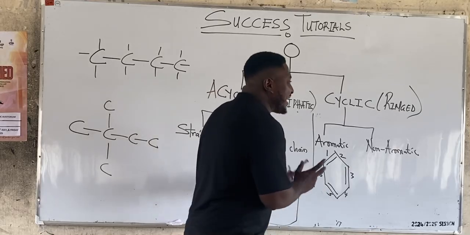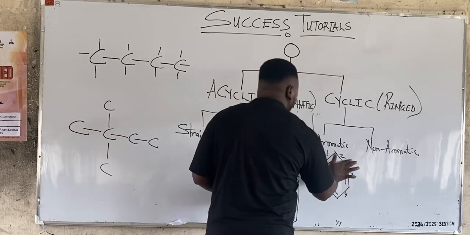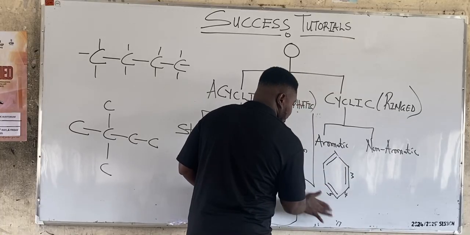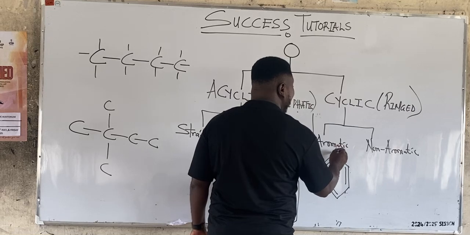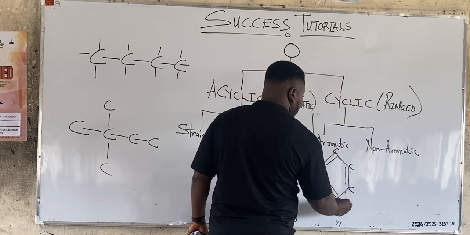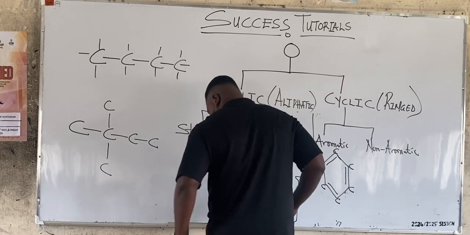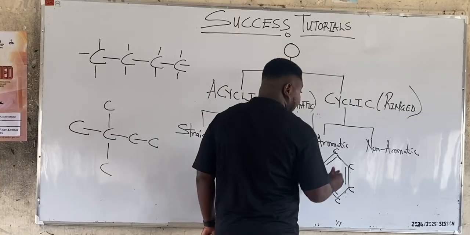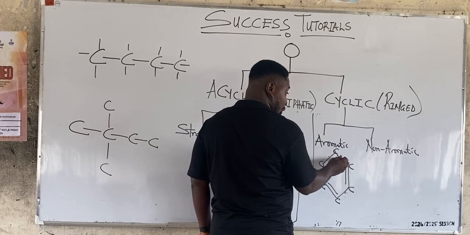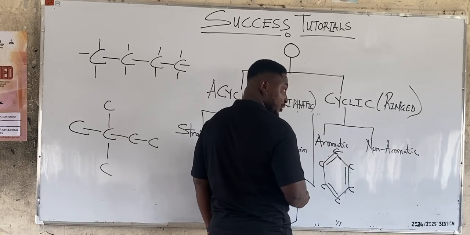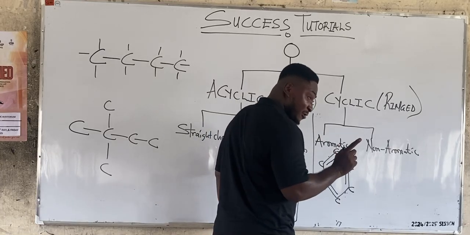Remember that every carbon must always have 4 bonds. If you look at the structure, you will see that aromatic cyclic has 6 carbons and 6 hydrogens, because each corner represents a carbon. Now if you count the bonds, this carbon has 3 bonds already: 1, 2, 3. You can only take 1 more bond to make it 4. Every carbon must have 4.